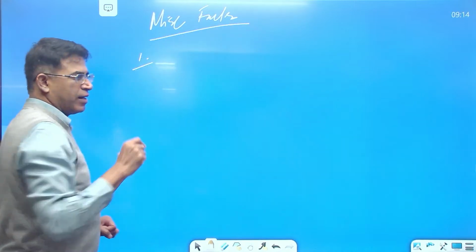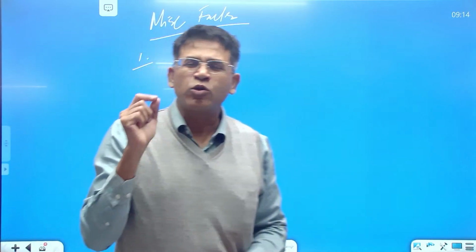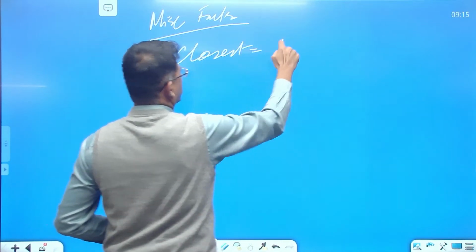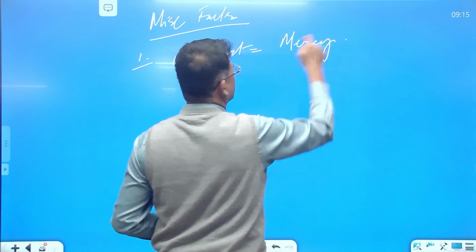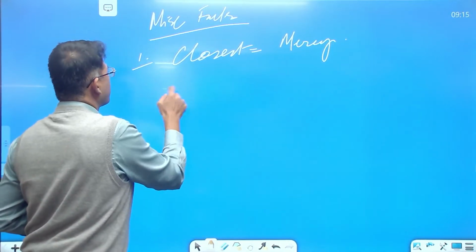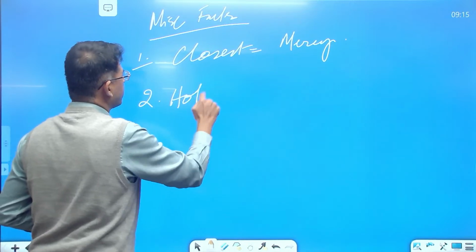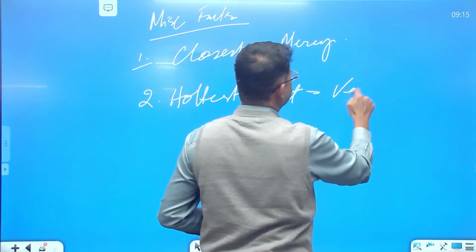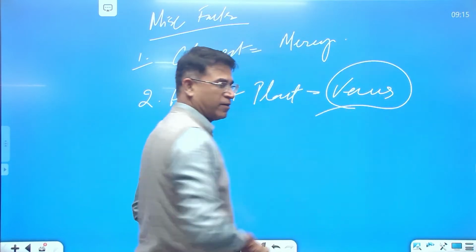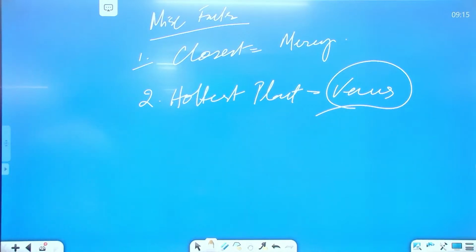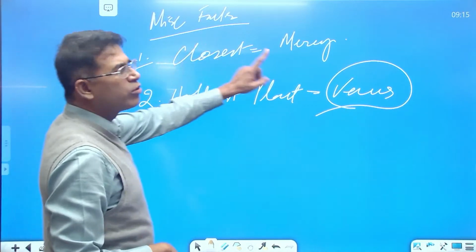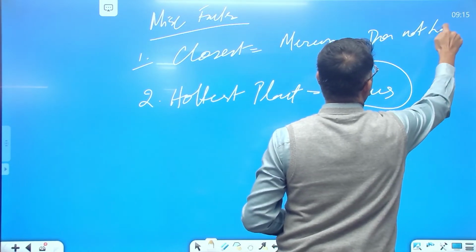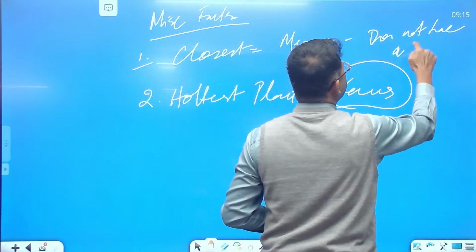Number one, which planet is closest to the sun? Mercury. Mercury is the closest. Therefore, which is the hottest planet? That's the mistake. The hottest planet is Venus, not Mercury. The reason being, Mercury is closest, but Mercury does not have an atmosphere.